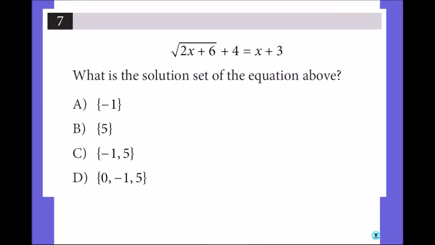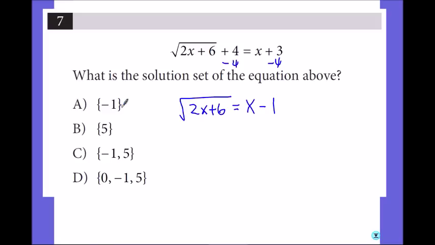7. What is the solution set of the equation above? So here, let's move 4 on both sides. So square root of 2x plus 6. When you simplify it, x is equal to x minus 1. So there are only a few answers that you have to plug in. So I'll just plug it in.